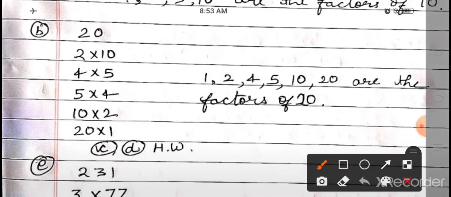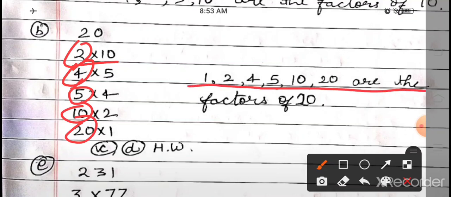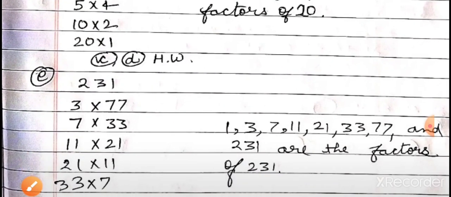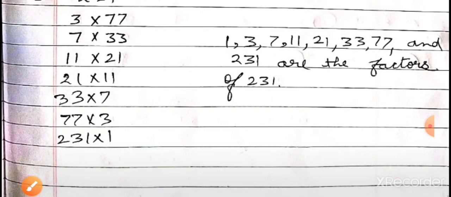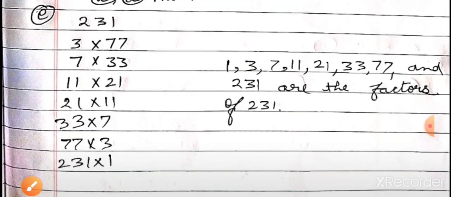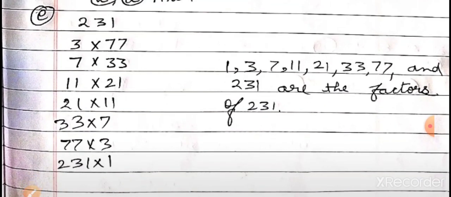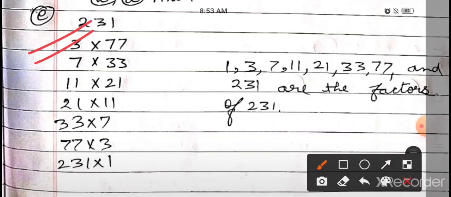Like this 20: 2 multiply 10, so 2; 4 multiply 5, so 4, 5; 10 and 20 itself. 1, 2, 4, 5, 10 and 20 are the factors of 20. Like this you have to do C and D part. E part I have done for you, so you can check from here. Do it like this.